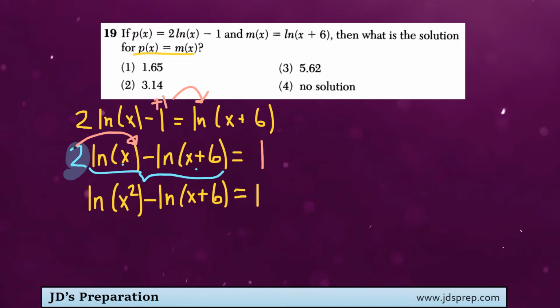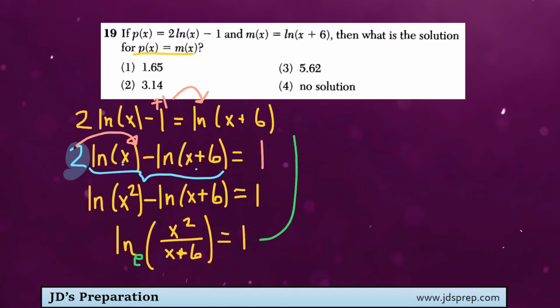Great. So with that done, now we can use that law to rewrite the natural log here to be the natural log of x squared over x plus 6. And we're able to do that because the two terms are being subtracted. Now, because we're taking the natural log here, we're going to rewrite this in exponential form. Remember, because it's the natural log, there's a little base of e here. So rewriting this, we would get e to the power of 1 is equal to x squared over x plus 6.